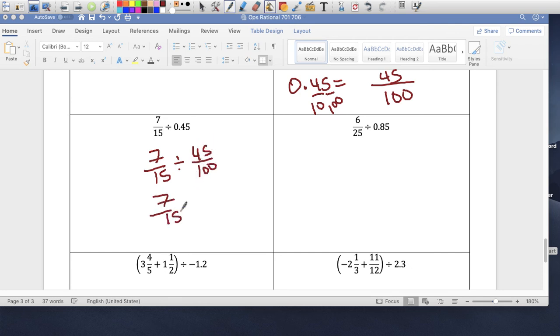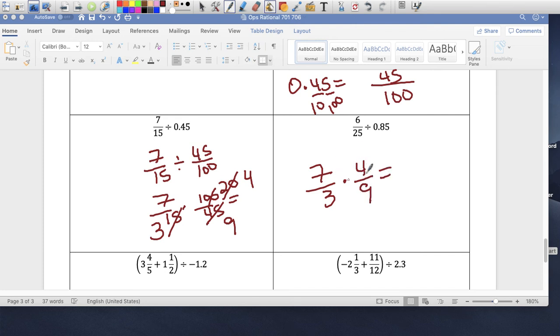Change it to a multiplication and just multiply. Can I simplify anything? I can. The 100 and 45, or the 100 and 15, it doesn't matter. They're both divisible by 5, so let's stick with the 45. 45 divided by 5 is 9. 100 divided by 5 is 20. I can do 15 and 20, divide both by 5 again. 15 divided by 5 is 3, and 20 divided by 5 is 4. So if I clean that up, it's going to look like this. That's what I have left over. Nothing else can be simplified, so my final answer is 7 times 4, which is 28, and 3 times 9, which is 27. Final answer.